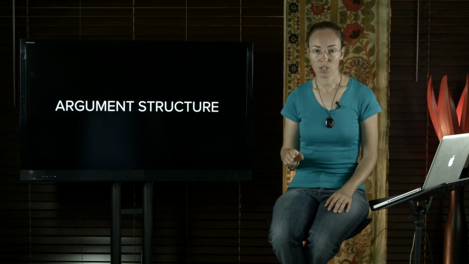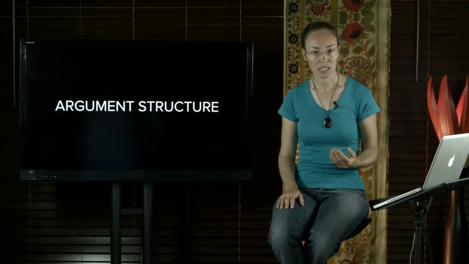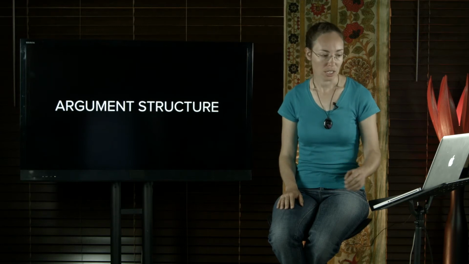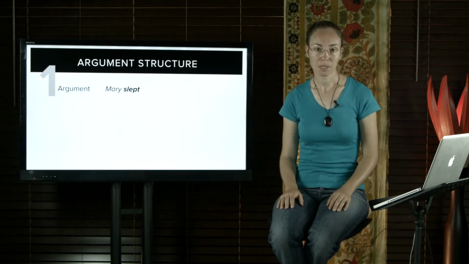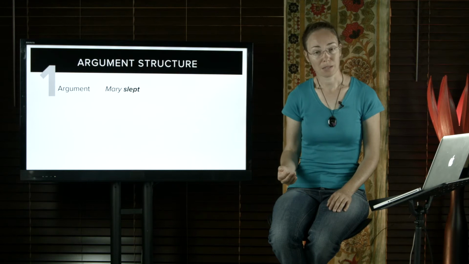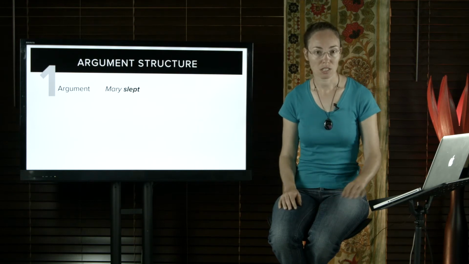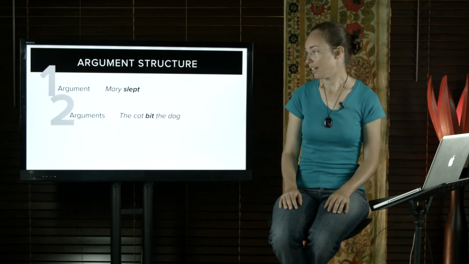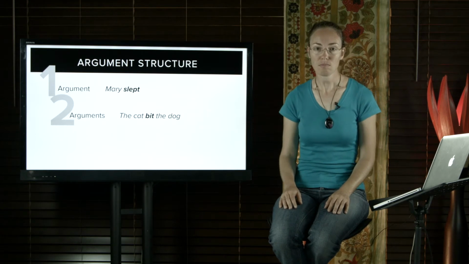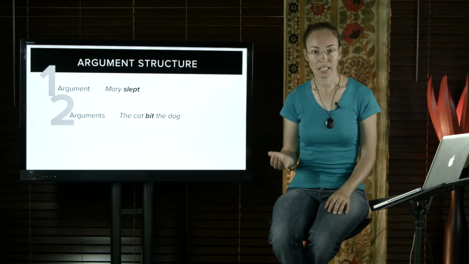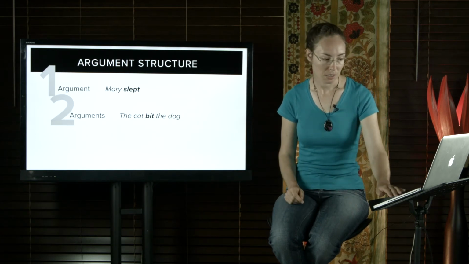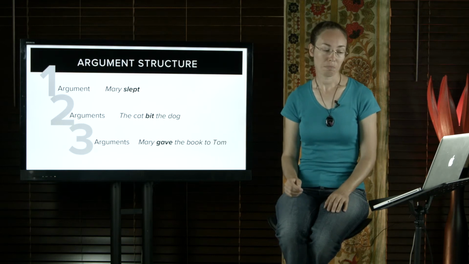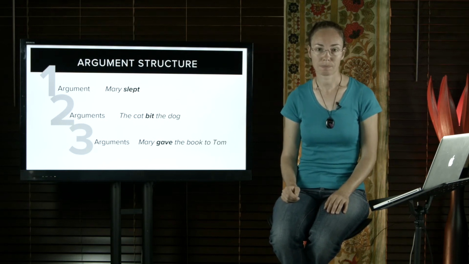Some verbs refer to events that involve only one participant. These verbs only require one argument. So a verb like sleep only needs one argument. For example, Mary slept. Other verbs, like bite, need two arguments. For example, the cat bit the dog. Then there are some verbs, like give, that need three arguments, as in this example here: Mary gave the book to Tom.